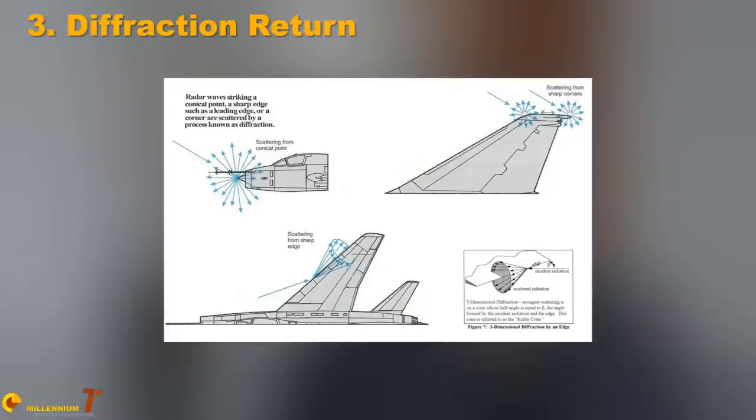Diffraction happens at sharp edges and pointy elements like the tip of the radome, the tip of the aerodynamic surfaces, and the leading and the trailing edges.